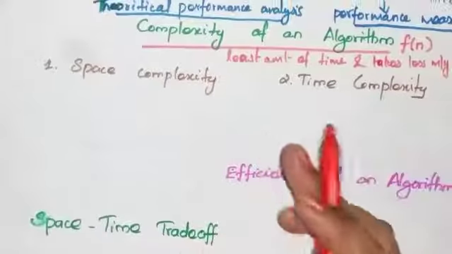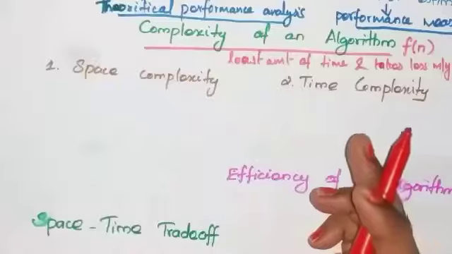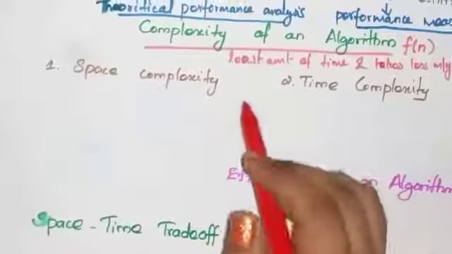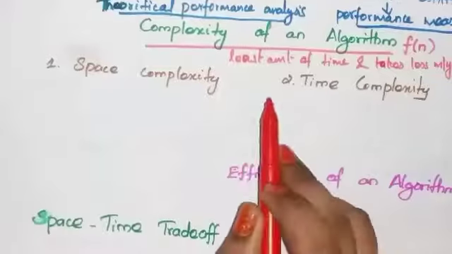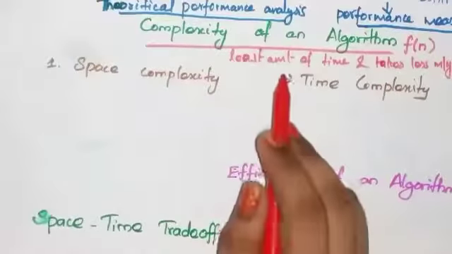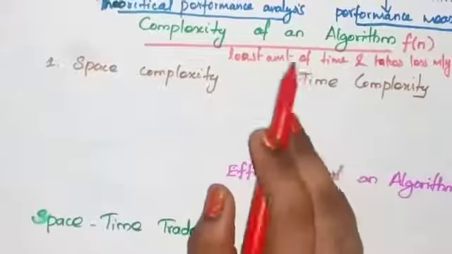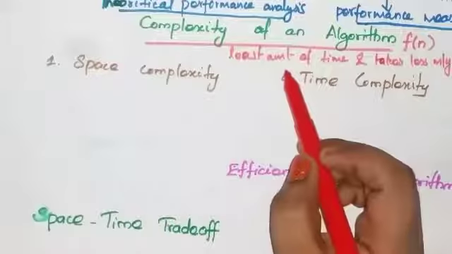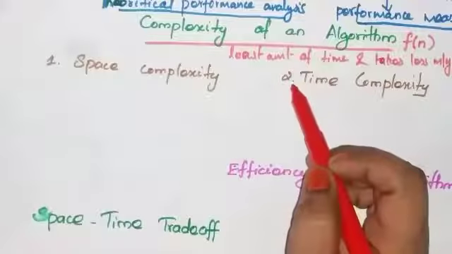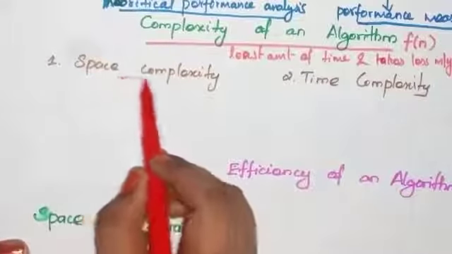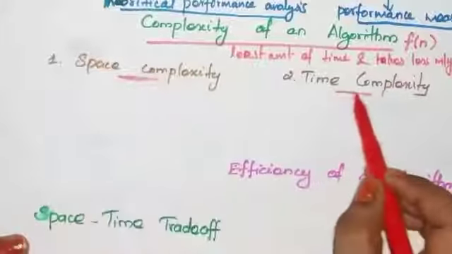So when will you call the algorithm a better algorithm? If it takes less time to execute and consumes less memory space. Whenever the algorithm takes less time and less memory space, then we can say that the performance of the algorithm is good. The algorithm performance can be analyzed by using two techniques. What are they? Space complexity and time complexity.